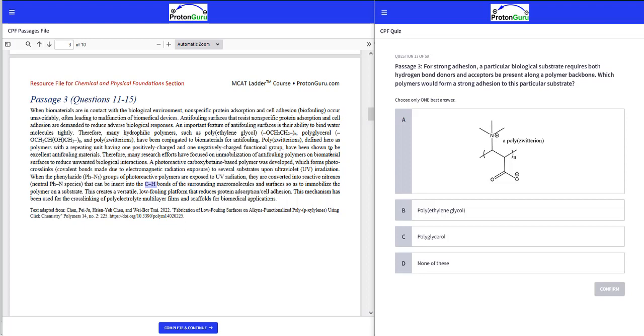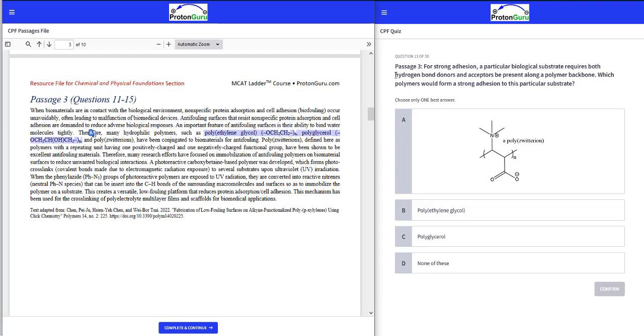So a lot of this passage, if you've read it, is about adhesion, and biofouling is a type of adhesion. This question says, for strong adhesion, a particular biological substrate requires both hydrogen bond donors and acceptors be present in the polymer backbone. Which polymer would form a strong adhesion to this particular substrate? So again, it's not really one we need the passage to answer. We have this ionic polymer, polyethylene glycol, polyglycerol, or none of these. Now, we aren't expected to memorize polyethylene glycol and polyglycerol necessarily. It's getting ready for the MCAT. But glancing up at the passage, they actually give us the structures of these materials.